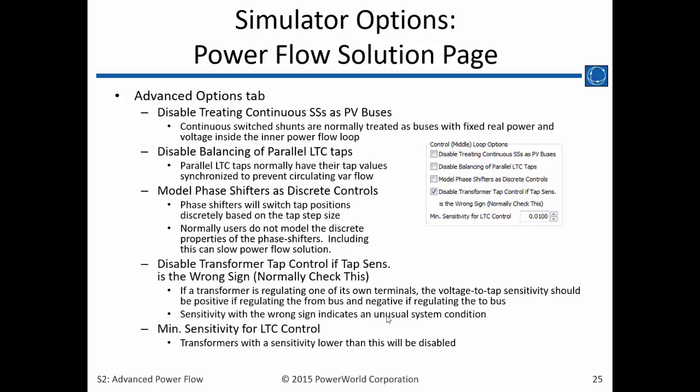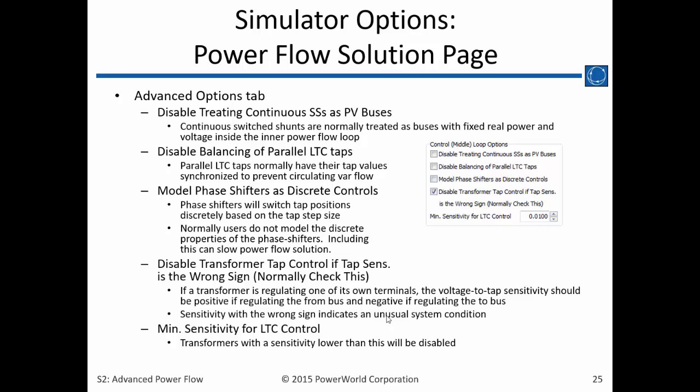You can also disable transformer tap controls if tap sensitivity is the wrong sign. Normally we do want that. If a transformer is regulating one of its own terminals, the voltage to tap sensitivity should be positive if it's regulating the from bus and negative if it's regulating the to bus. If the sensitivity has the wrong sign, it indicates an unusual system condition, and if you allow it to continue, it will actually drive the voltage in the wrong direction. So that's why you want to typically disable transformer tap controls if the sensitivity has the wrong sign.